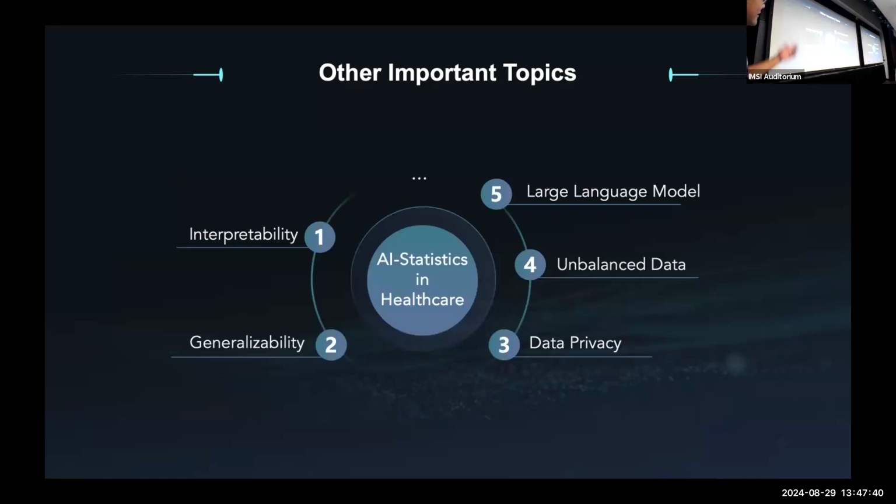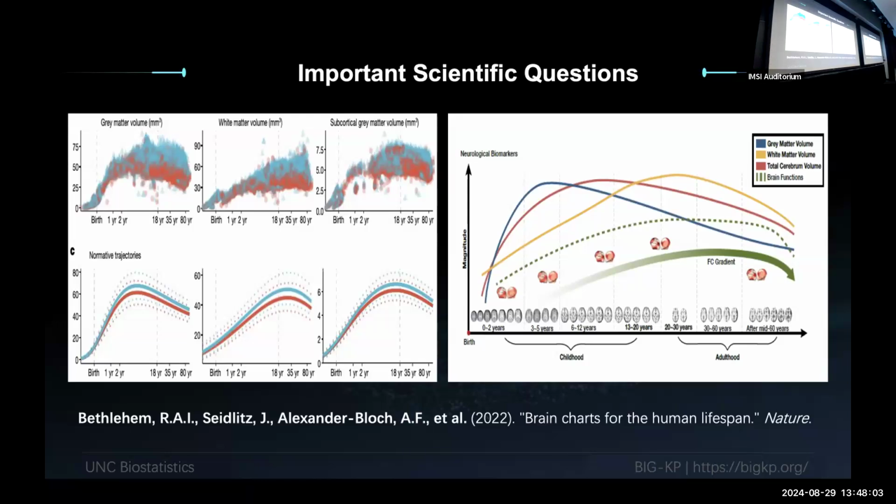And actually, there are some other important topics I didn't cover, like interpretability, generalizability, data privacy, unbalanced data, and large language models. There's a lot of development along this direction, because imaging data is only one data type these days, and there are many other data types. People try to integrate all the information together. I just want to show you a great paper published in Nature that quantifies the lifespan of the brain. That was two years ago.